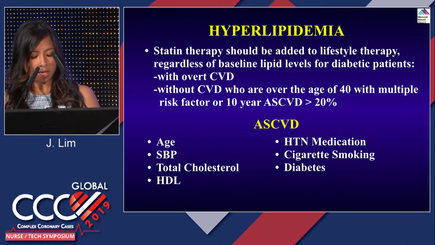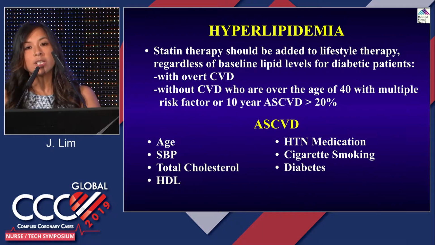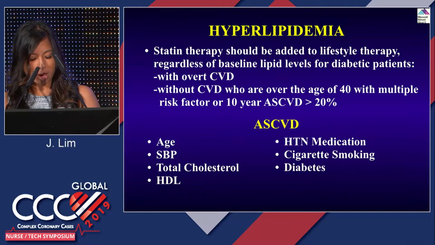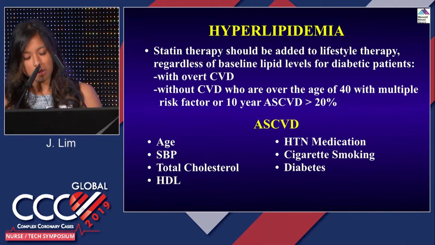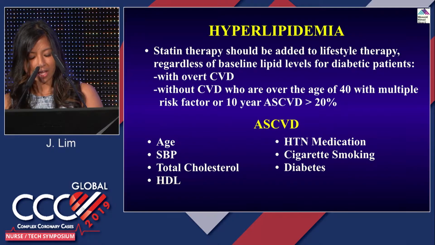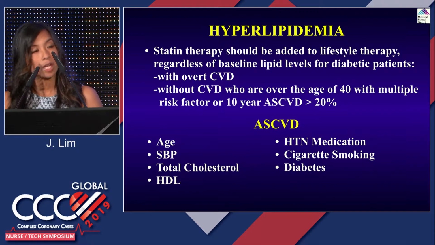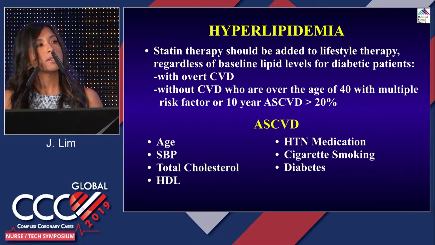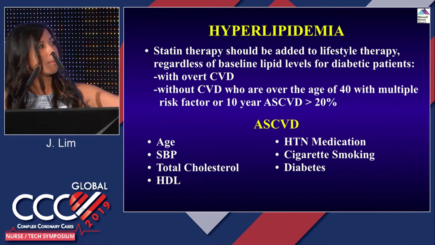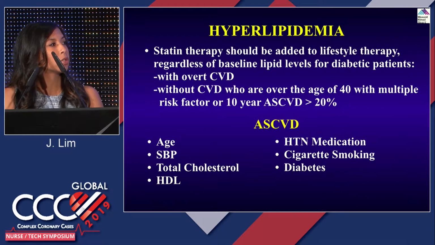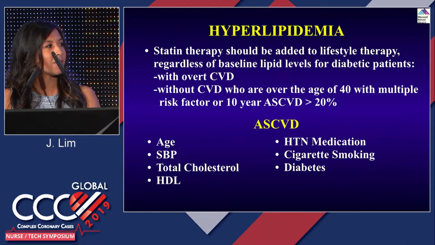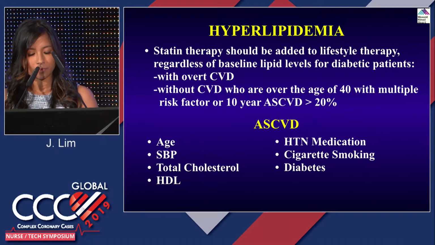So the ASCVD is an atherosclerotic cardiovascular risk calculator, which allows healthcare providers to estimate, and even patients to estimate, 10-year and lifetime risk for atherosclerotic cardiovascular disease, which is defined as either coronary death, non-fatal myocardial infarction, or fatal or non-fatal stroke. You can look it up online and input your age, systolic blood pressure, total cholesterol, HDL, if you're taking any hypertensive medications, cigarette smoking, and if you have diabetes.